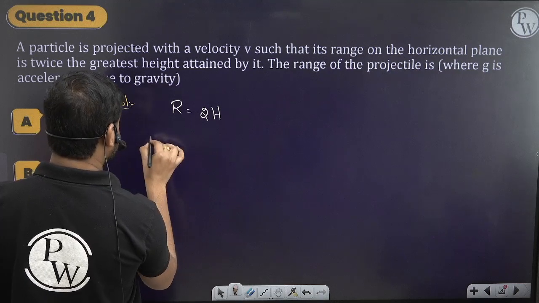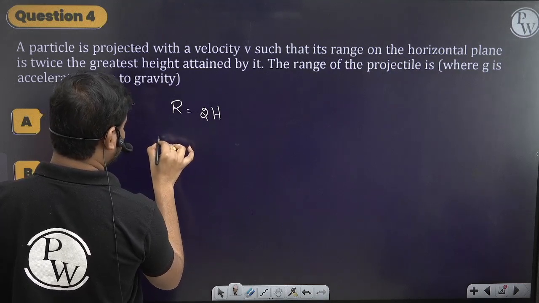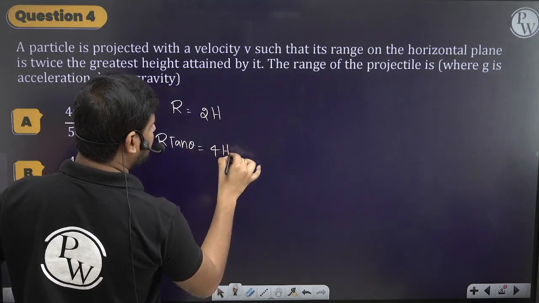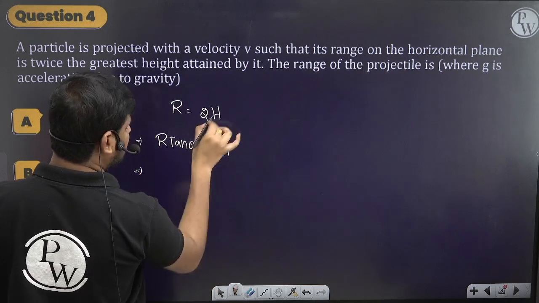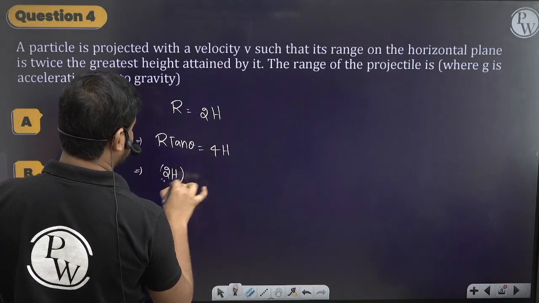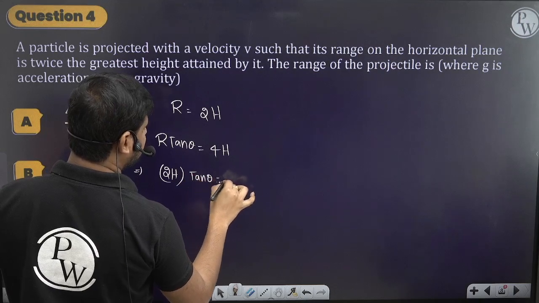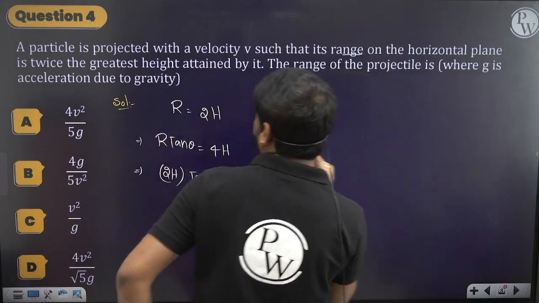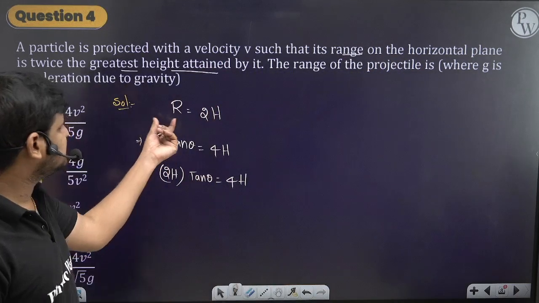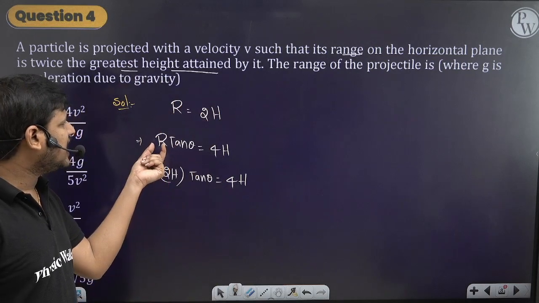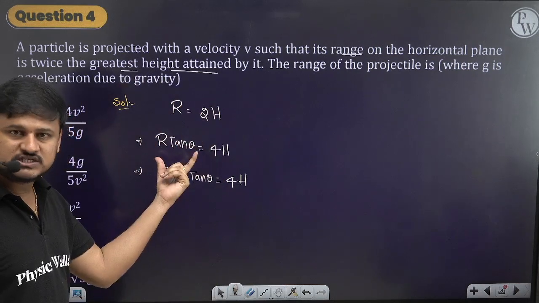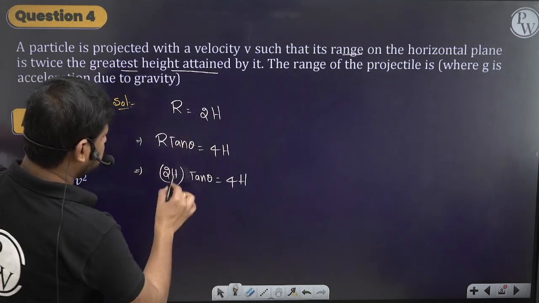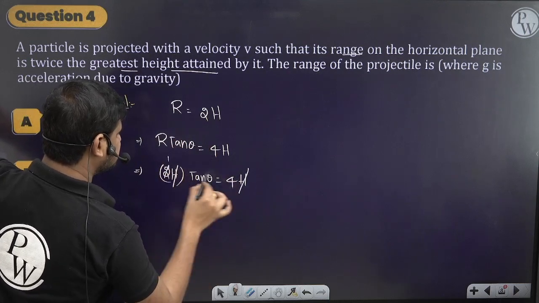So now we know that r tan theta is equal to 4h. This relation we already know. So now what I am doing is, in place of r, let me substitute 2h. Okay. So try to understand the concept, guys. In the given question, they said that the range is twice the greatest height attained by it. So the range is 2 times the maximum height. Okay. So r tan theta is equal to 4h. This standard result we already know. In place of r, I am writing 2h. So now h cancels. So 2 ones are 2, 2s are.